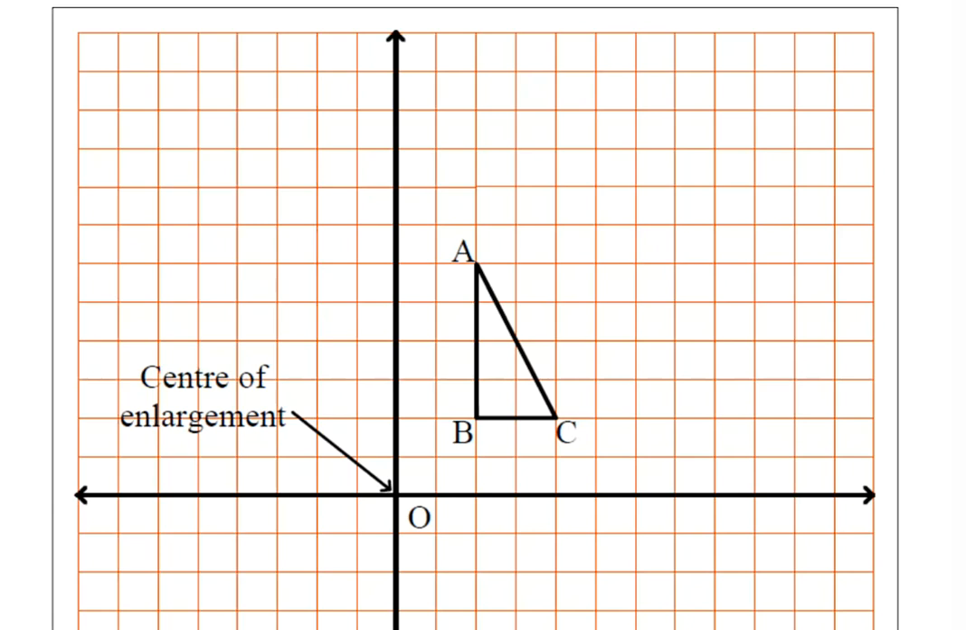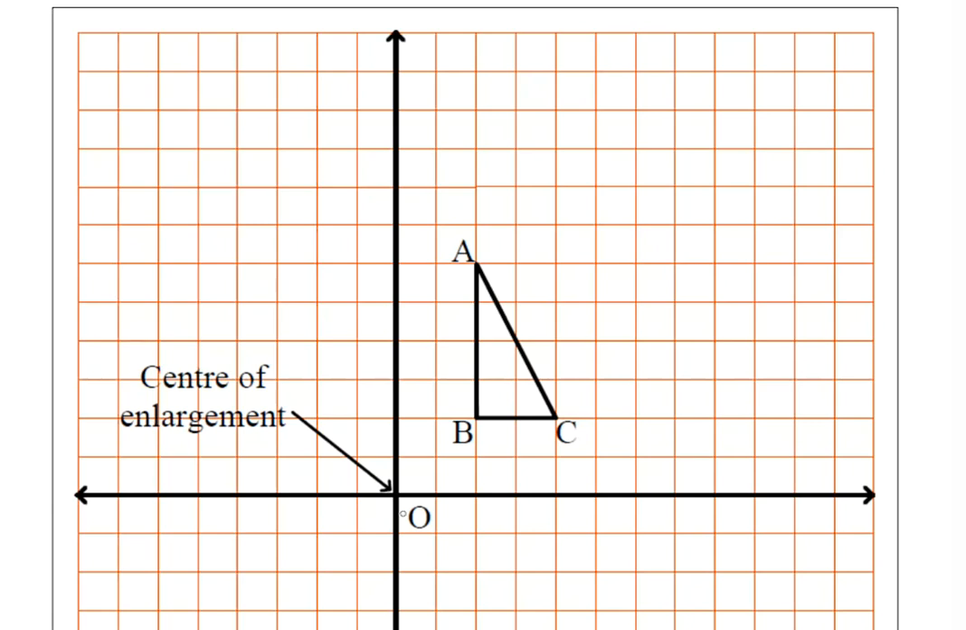What I'm going to do first is enlarge triangle ABC by a scale factor of 2, and the center of enlargement is the origin. So the scale factor is 2, and the center of enlargement is the origin. Here's how we're going to do that. First of all, we're going to note the distance from the center of enlargement to B.